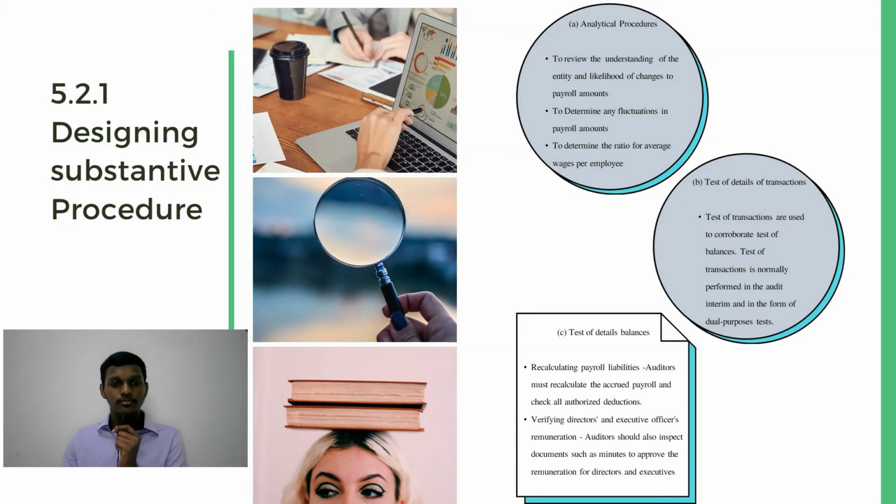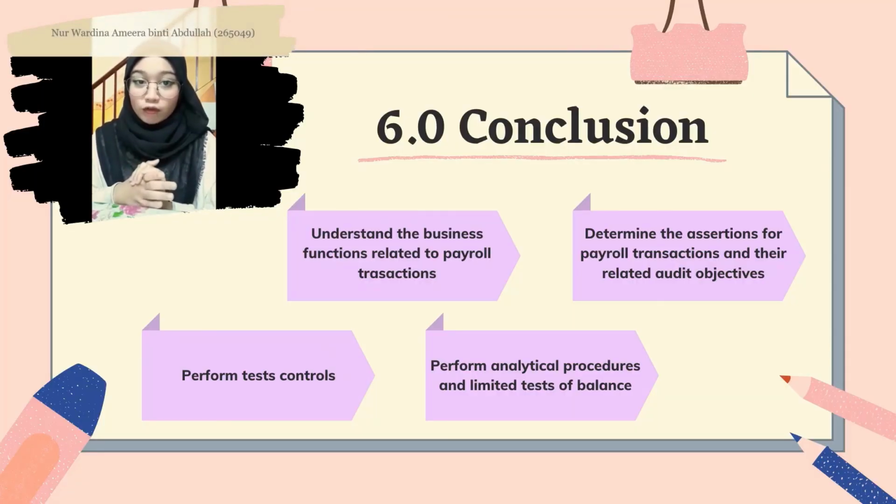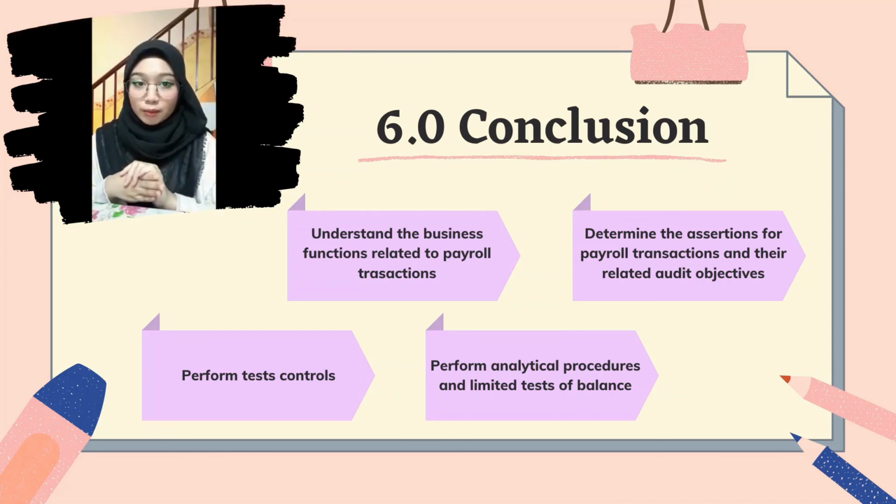Thank you. Okay, so we come to the last slide of this presentation. For the conclusion, payroll is a considerable expense for most entities. Auditors should master the business functions related to payroll transactions, as it will benefit auditors to regulate the required internal controls over payrolls. Hence, auditors should determine the assertions for payroll transactions and their related audit objectives. Okay, so occurrence, completeness, accuracy, cut-off, rights and obligations, and classification are the audit objectives for payroll transactions.